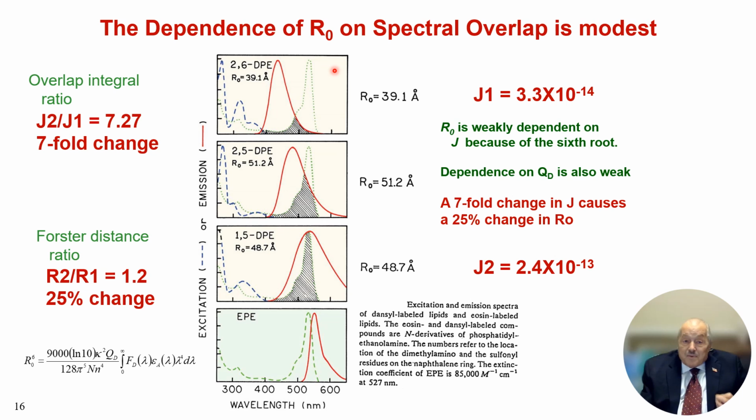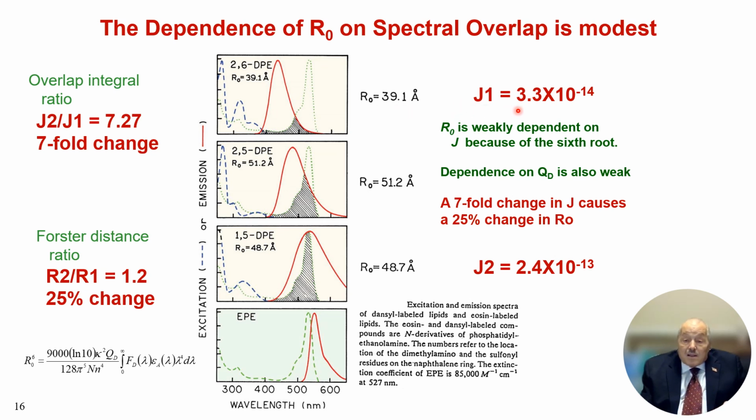So, for example, the dependence of R0 on spectral overlap is rather modest. This experiment here is a series of dansyl probes attached to phospholipids with increasingly longer wavelength. And the acceptor always stays the same. It's an eosin phospholipid, and that stays in the same place. So we're choosing donors that sweep across the absorption spectrum of the eosin.